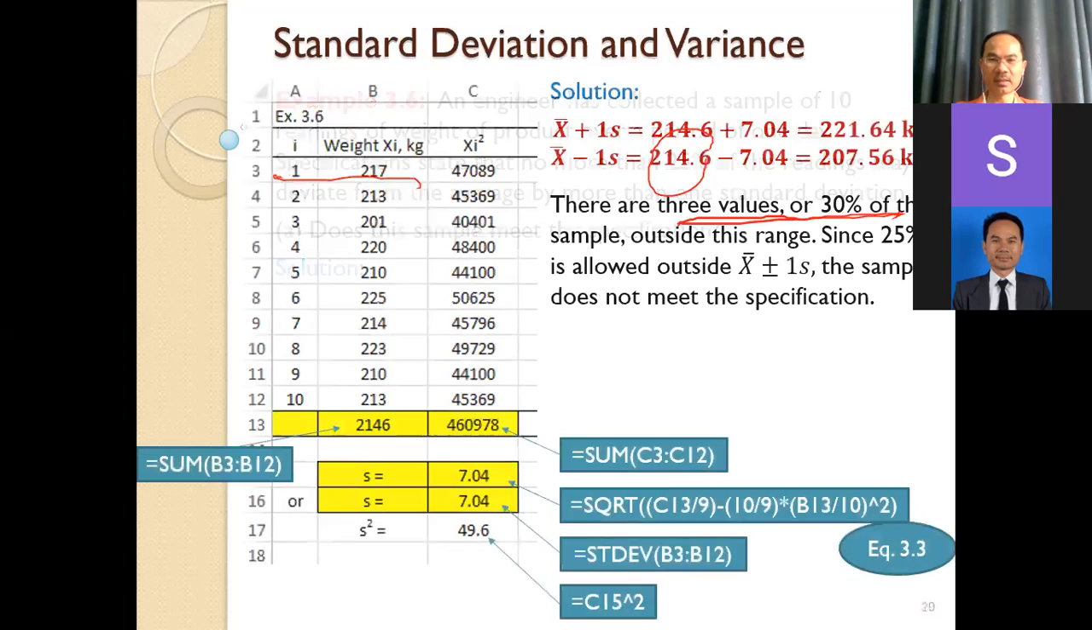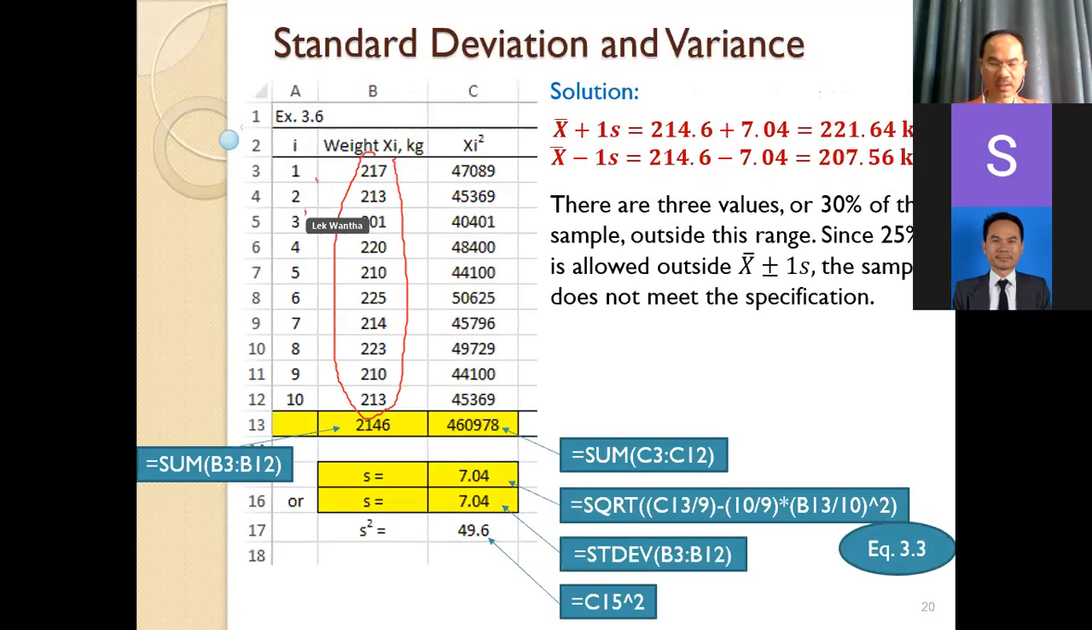Okay, for this case, this is your data, the weight of the product. We have 10 products, 1, 2, 3, 4, 5 to 10, and we have the weight data. For this case, you have to calculate x bar, you have to calculate s, and the maximum and minimum limit, x bar plus s.